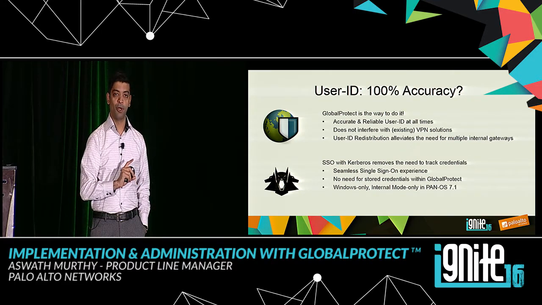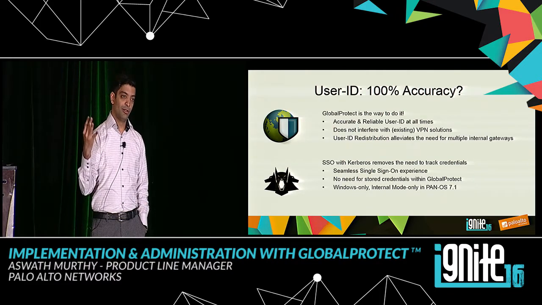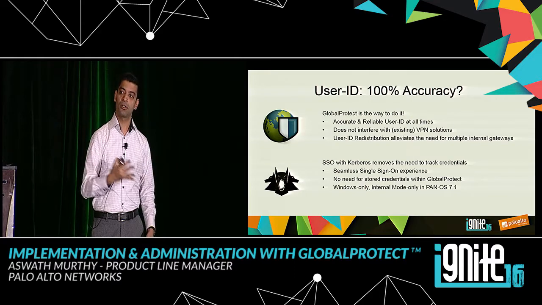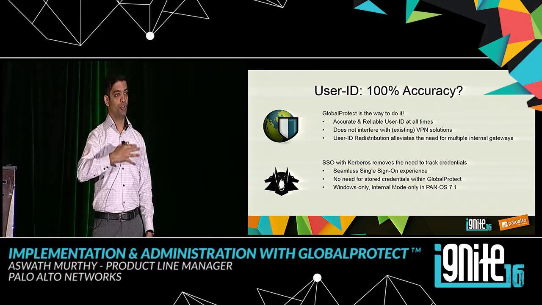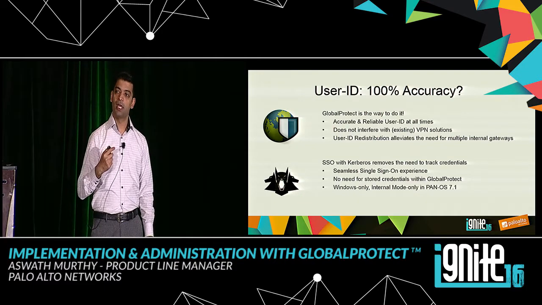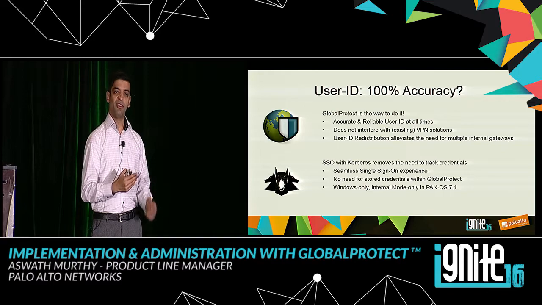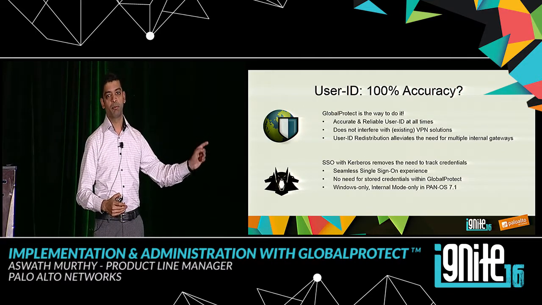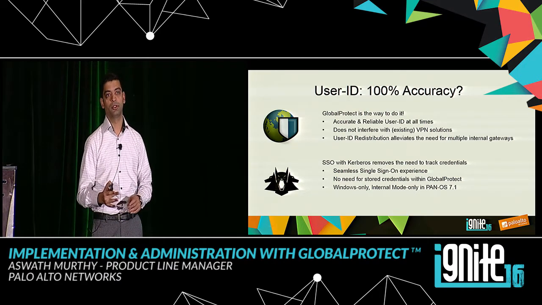So, hammering the point home: 100% reliable, consistent user ID at all times. Use the likes of Kerberos to ease the experience for the user, and the configurable OTP timers to make sure that your users are not complaining about having to key in multiple tokens over and over. Yeah? So this is probably the only way, outside of some of the partner integrations we have, to get 100% reliable user ID at all times.